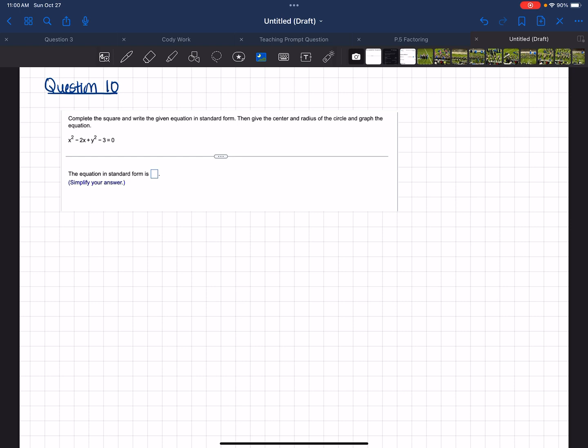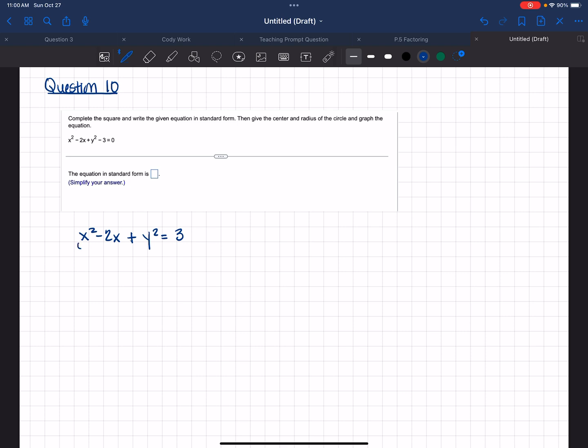So remember, when we complete the square, the first thing that we need to do is have the x squared minus 2x, and this one's all together. You got to have those x's together, and then you got to have your y's together. Y squared, and I would go ahead and move that 3 to the right hand side. Okay, so I added 3 to the right hand side.